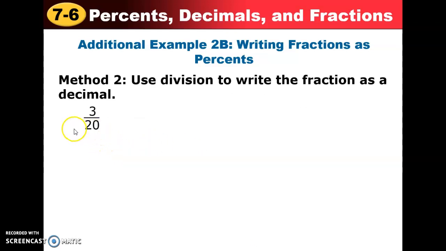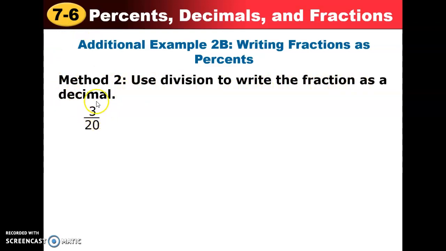Same thing here. This can easily be changed into 100. You can change this by multiplying the numerator and denominator by 5, and you would get 15%. But the second method to work on this is to use division to write the fraction as a decimal.